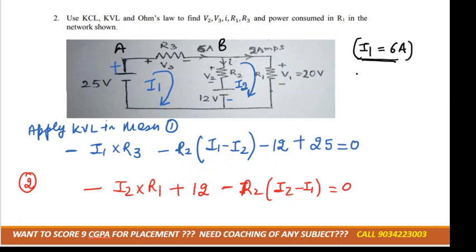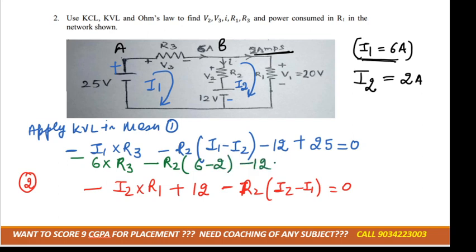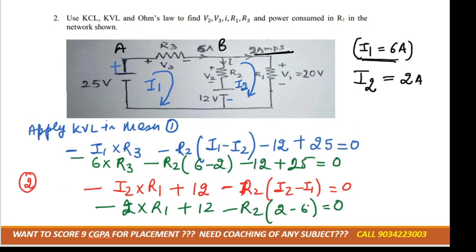Again here, tell me what would be the value of I2? They have given 2 amps, right? So I2 is equal to 2 ampere. So we can put it here: minus 6 into R3 minus R2 into (I1 minus I2), that is (6 minus 2), minus 12 plus 25 is equal to 0. Correct? And again we can put it here also: minus I2, which is 2, multiplied by R1 plus 12 minus R2 into (I2 minus I1), that is (2 minus 6), is equal to 0, right?